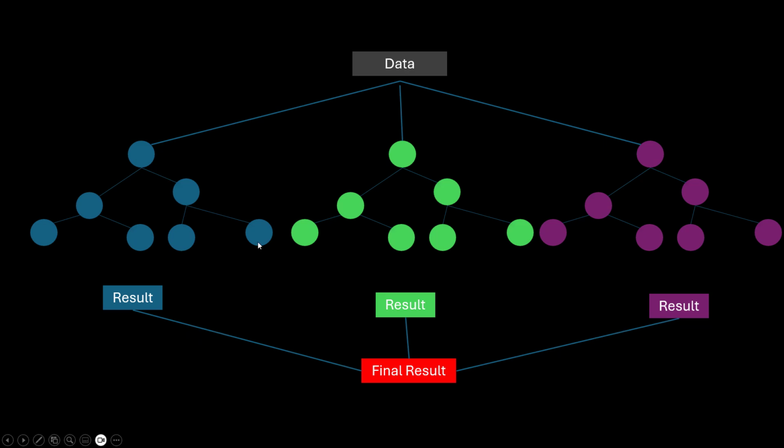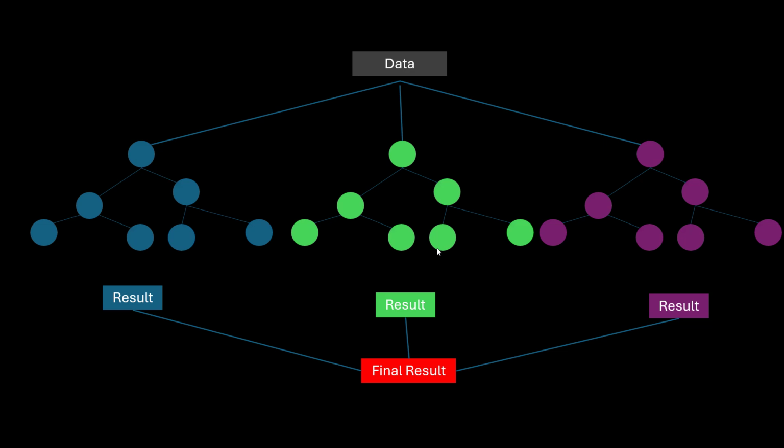For classification, each tree votes for a class and the majority vote is selected as the final prediction. And in regression, the predictions of all trees are averaged to produce the final output. The advantage of random forest is that it reduces overfitting. By averaging the predictions of multiple trees, random forest reduces the risk of overfitting, which is a big problem of decision trees because they overfit. So random forest fixes that problem.